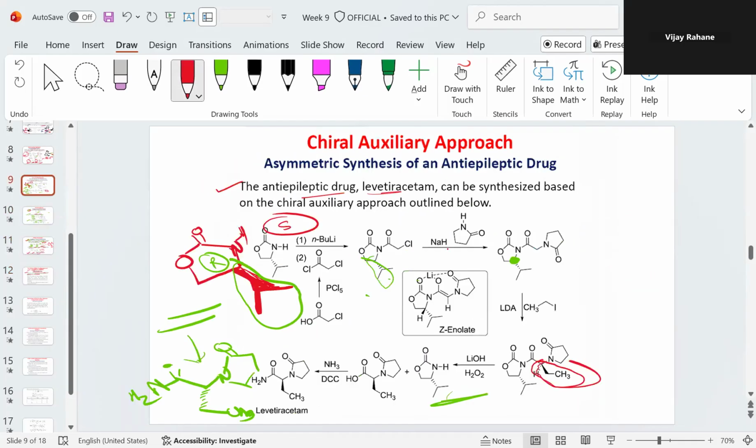And in the example that I was showing, this was the center which is present in the auxiliary part, and the new center is going to be created on this one. So this ethyl group has been added to this new center in a stereoselective manner. Basically, because of the steric hindrance in the auxiliary part, we are getting this ethyl group directing.